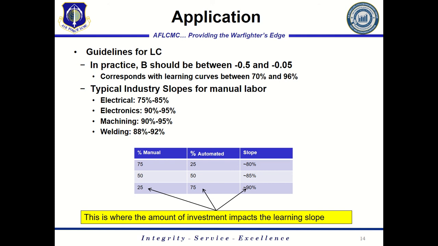So that learning curve assumption contributed largely to a Nunn-McCurdy breach of the program at some point, and that was a problem for the program. So making good assumptions and understanding your manufacturing base and understanding the processes they use is important for the application of learning curves. It's really the takeaway there.